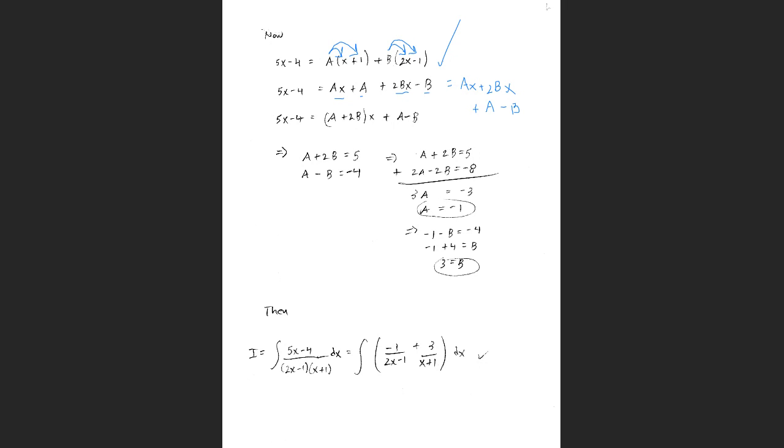Well, the ax plus 2bx, we can factor an x out on that, and so that's going to give us this expression, the quantity a plus 2b times x plus a minus b. Well, a plus 2b times x, right?